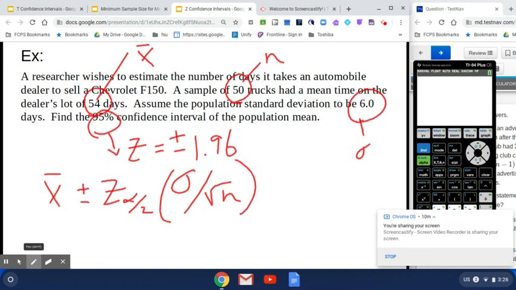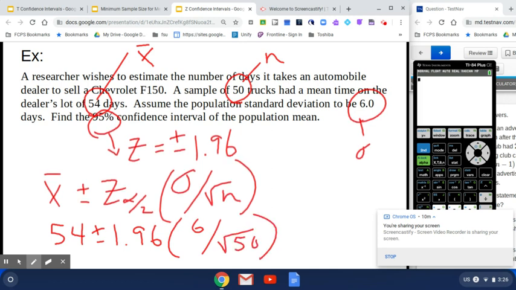I'm going to plug the numbers into this formula. My mean was 54 plus or minus our critical value is 1.96. Standard deviation is 6 over the square root of the sample size, which is 50. We're going to go ahead and do this math.